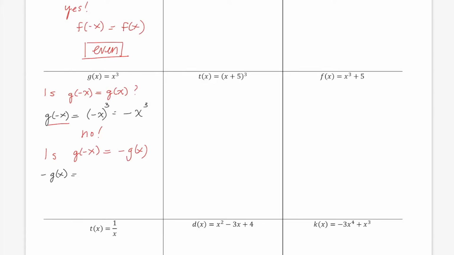And we find that by multiplying that entire g of x function, which is x cubed, by a negative, that's going to equal negative x cubed. So then answering the second question, is g of negative x, which is this one, equal to negative g of x, which is what we found down here? And the answer is yes, they are the same. g of negative x is equal to negative g of x. Therefore, this is an odd function.